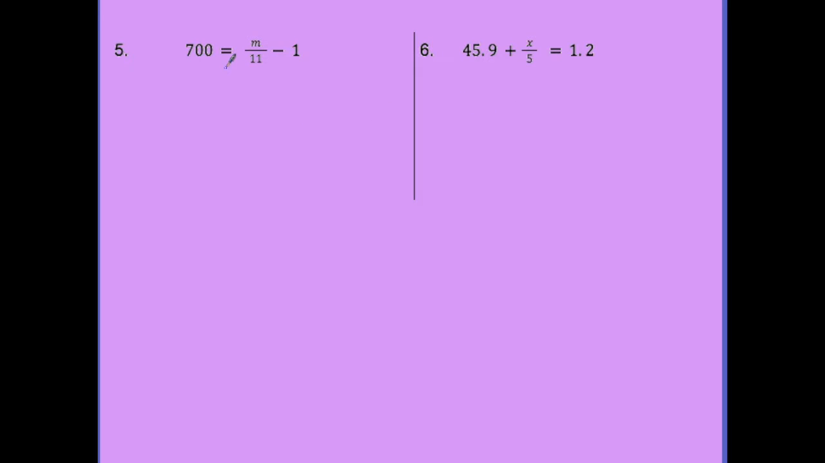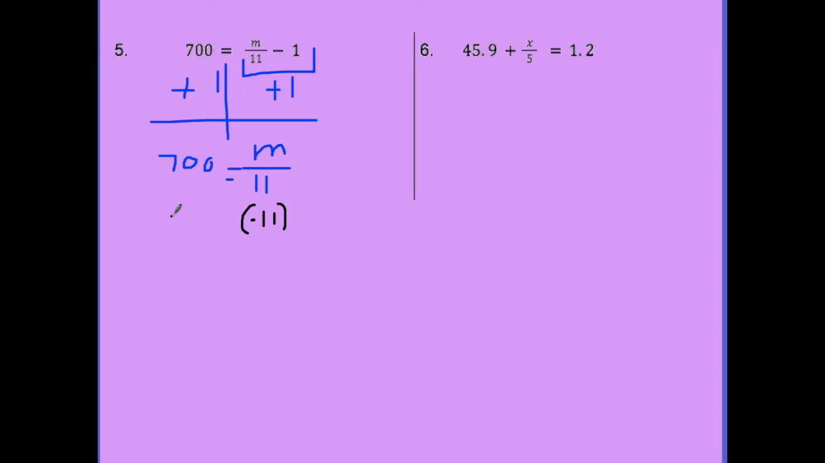All right, 5 and 6 here, so these have some fractions. However, look at the inverses the same way. First we'll add 1. So I get m over 11 equals 700. And then recall that the fraction means to divide. So the opposite of dividing, that's right, it's multiplying. So we're going to multiply by 11 on both sides. One way to show that is the dot with parentheses here. Let's extend this down. So m is 7,700.